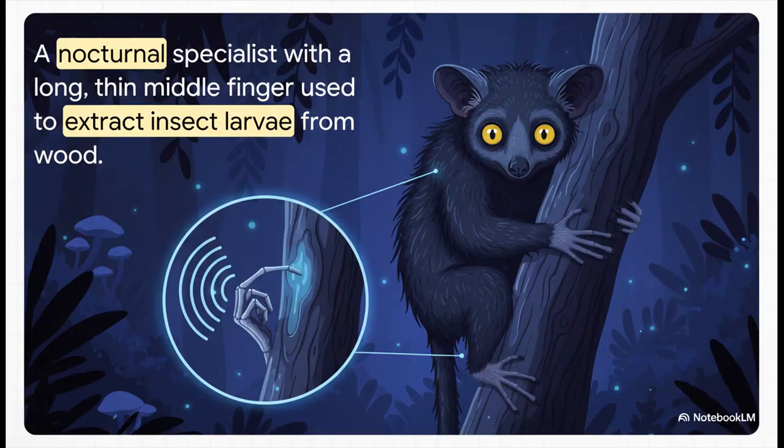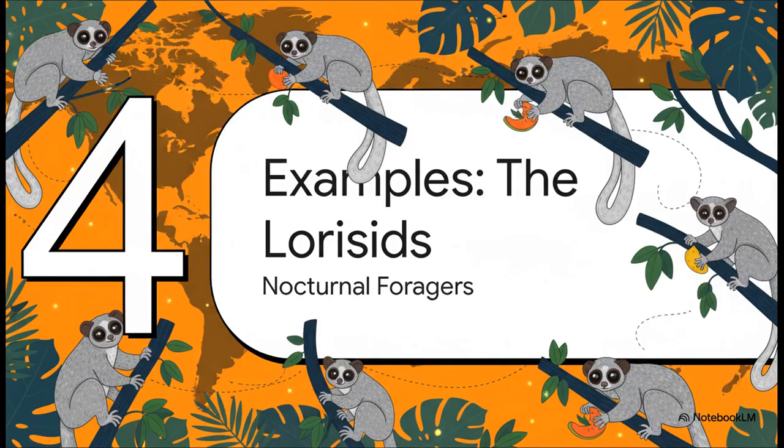And then, to show you just how incredibly diverse lemurs can be, there's the aye-aye. This has got to be one of the most unique primates out there. It's nocturnal, and it has this incredibly long, thin, bony middle finger. It uses it to tap on wood, listening for insect grubs underneath, and then it digs them out. It's basically evolved into a mammalian woodpecker. Just amazing.